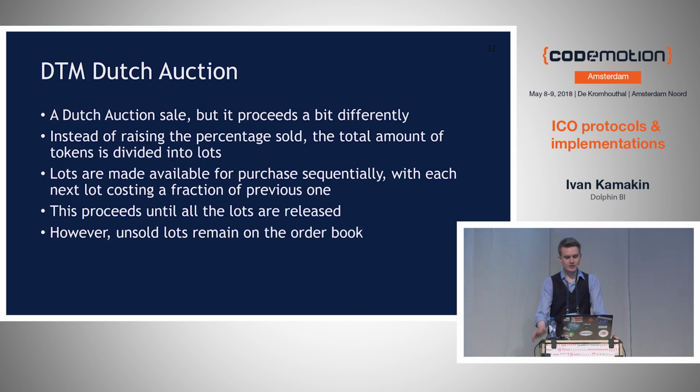Now I'm going to tell you about direct-to-market Dutch auction, which is a simple and interesting iteration on a normal Dutch auction. In this model, instead of raising the percentage of total tokens that is sold, the crowd sale releases equal-sized lots with exponentially dropping price. So the market price is discovered once some first lot is bought, but the lots with lower price are still released and will be bought below market price.